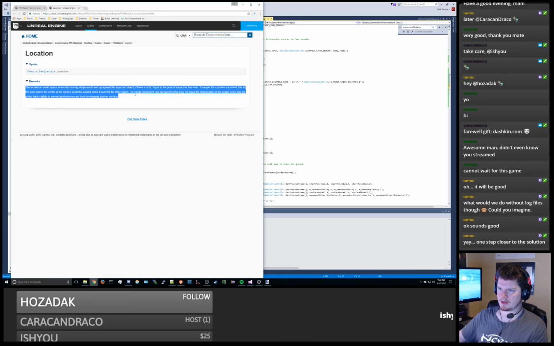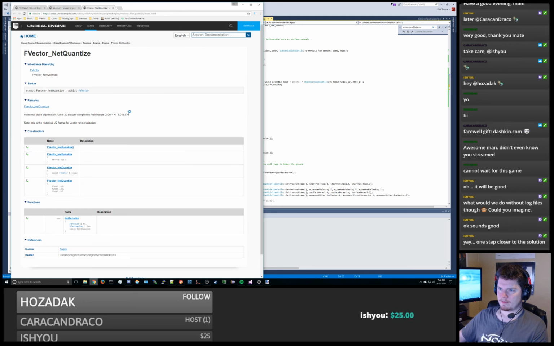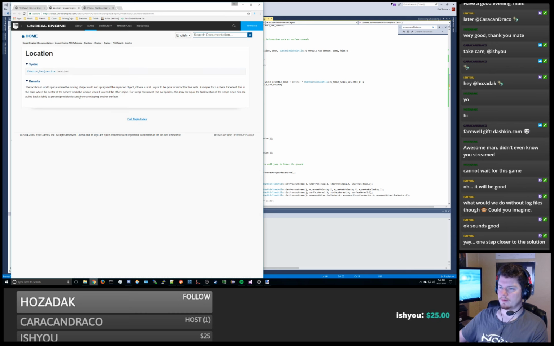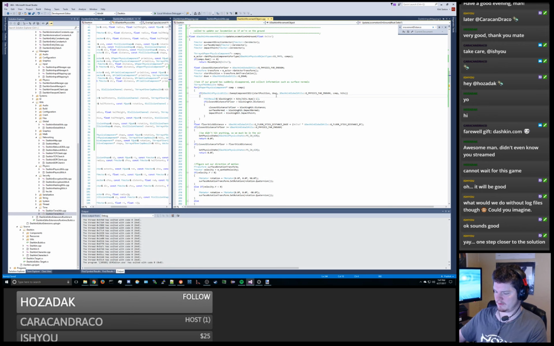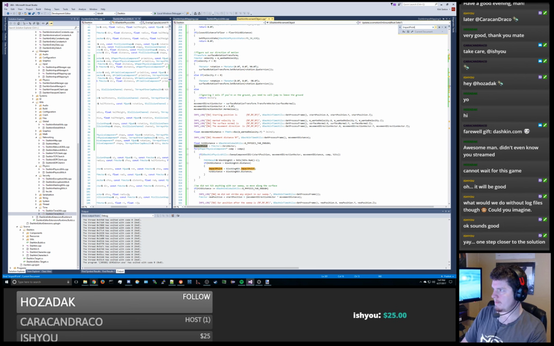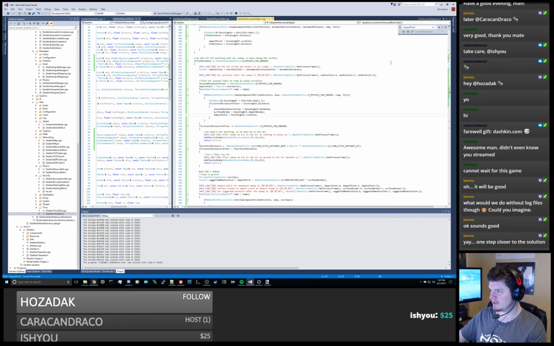So maybe we should be using this. Net quantize. Interesting, so it's got 20 bits. This is a historical format for vector net serialization. So we should probably be using location instead of impact point. I mean, we should just be using that everywhere.